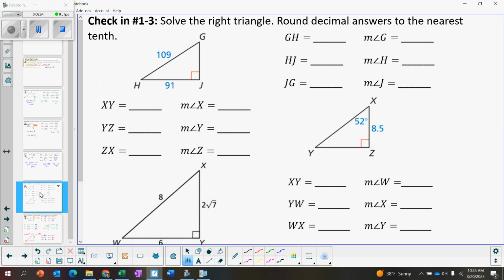So you can go ahead, try the next 3 problems, pause when you're ready to see the answers, hit play.